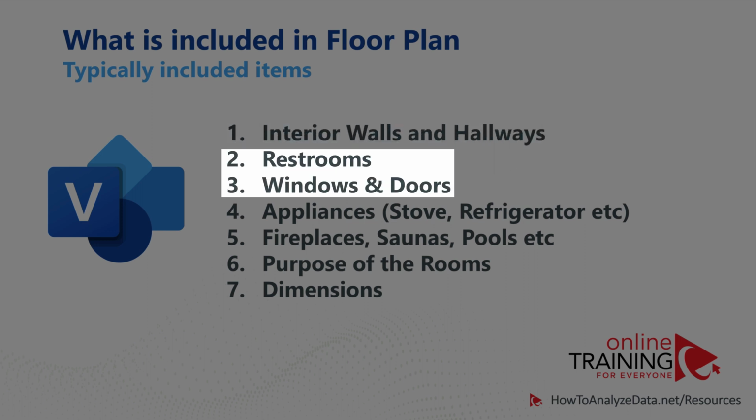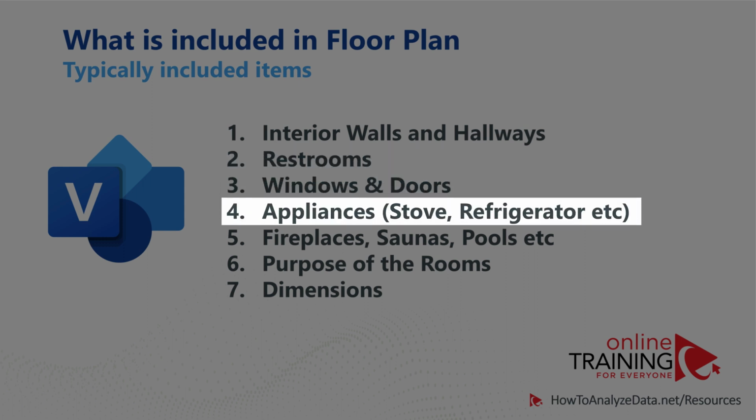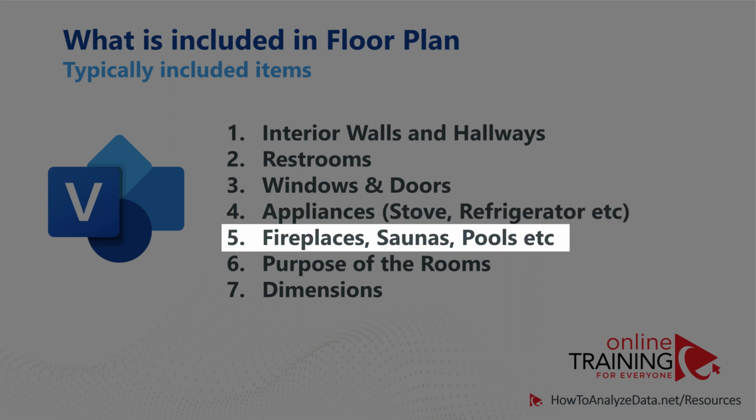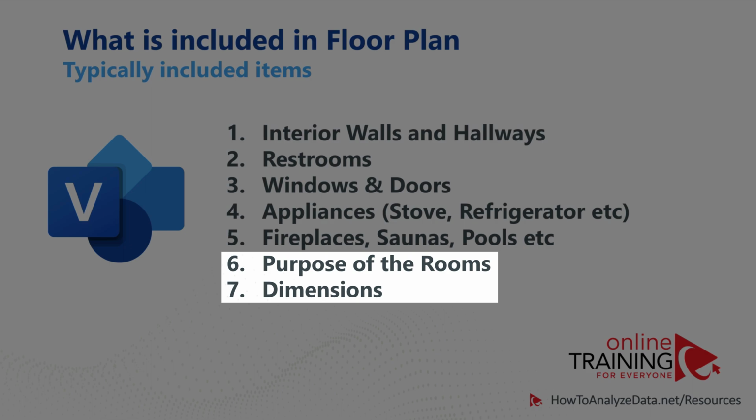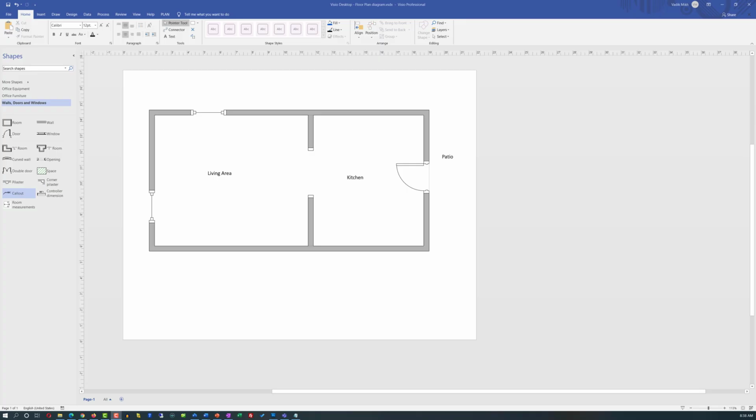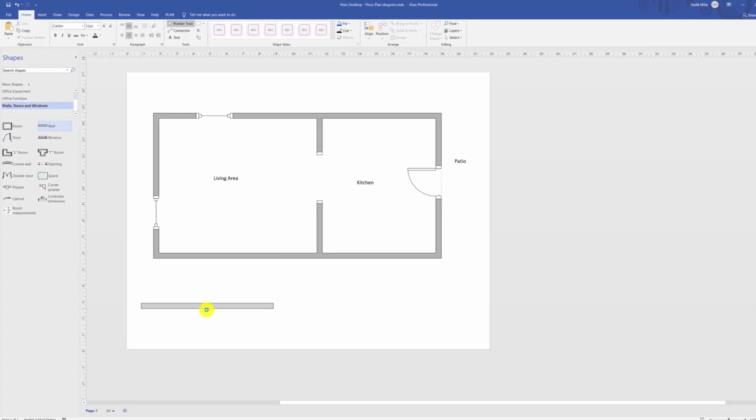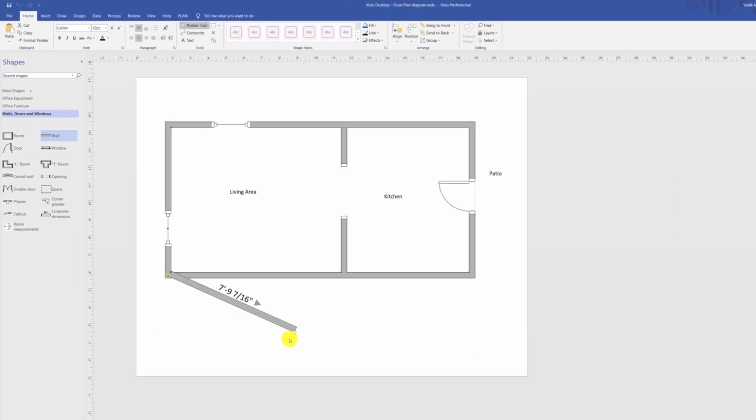In addition to defining dimensions, you might also consider showing appliances, for example, stove, refrigerator, and other appliances, as well as fireplaces, saunas, pools, and other objects. And what is also very useful on the floor plan diagram is showing the purposes of the rooms, as well as their dimensions. As you add more and more items onto your diagram, you show more and more things.